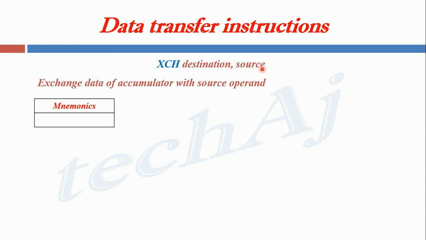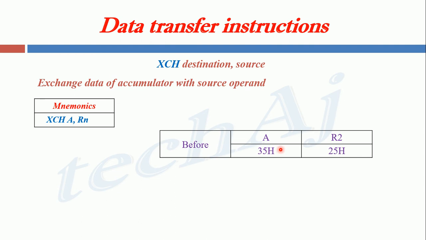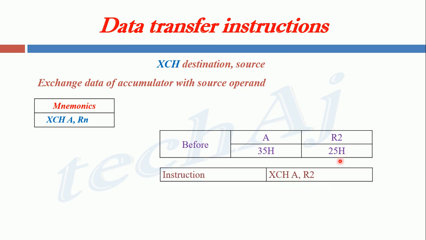For example, let us take the first instruction, XCH A, Rn. Whenever this instruction is executed, it will exchange the data between accumulator and register Rn. For example, suppose we have the accumulator with the value 35h and register R2 with the value 25h. Whenever we execute the instruction XCH A, R2, the contents of accumulator and R2 get exchanged. That means accumulator will get the value 25h and R2 will get the value 35h.